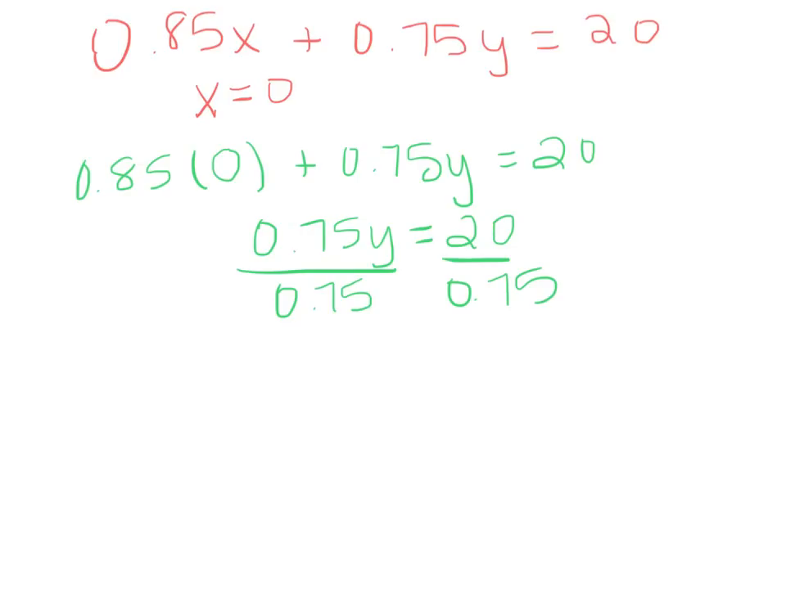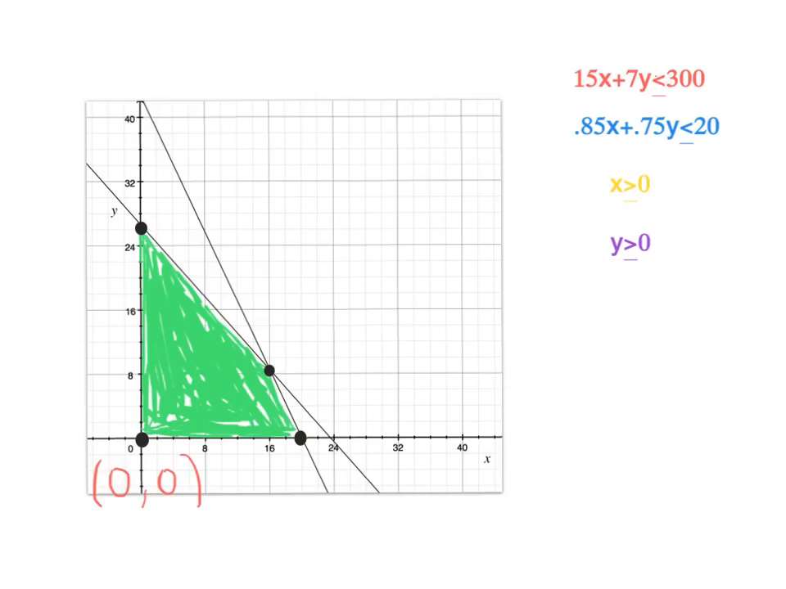And we are left with y is equal to 26.6 repeating. So that's our coordinate right there. It's going to be our x is 0, and our y is 26.6 repeating. And we always want to double check that the point actually makes sense on the graph.